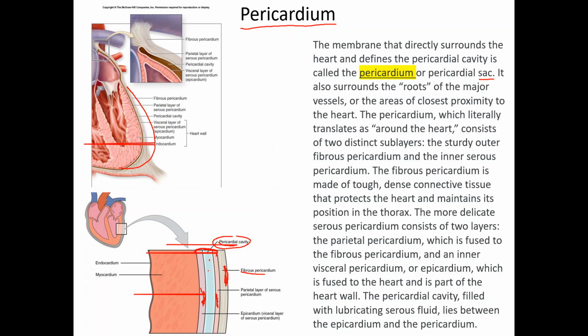And to surround this cavity rich with fluid, there is your pericardium. The pericardium is subdivided into the visceral layer, which is the layer that is in direct contact with the heart itself, and the parietal layer that is in contact with the fibrous pericardium.